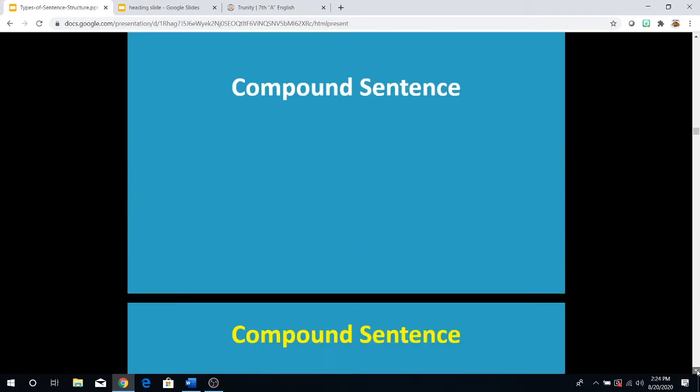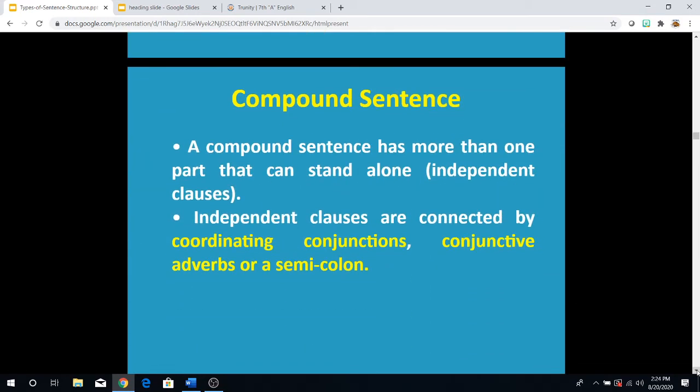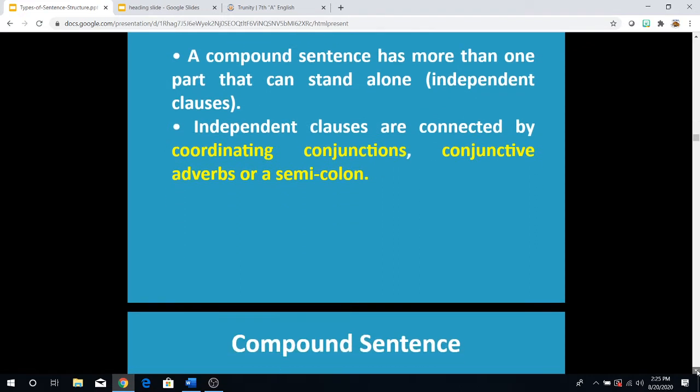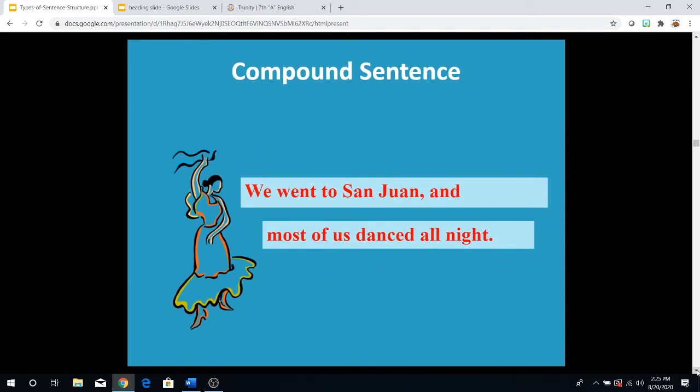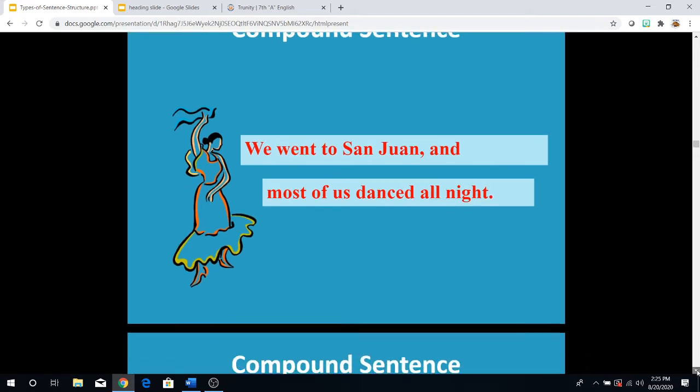Now let's take a look at a compound sentence. A compound sentence has more than one part that can stand alone. It is also known as an independent clause. If you guys remember when we did our review for a diagnostic test, we talked about independent clauses and subordinate clauses. Independent clauses are connected by coordinating conjunctions, conjunctive adverbs, or a semicolon. Here is an example of a compound sentence. We went to San Juan, comma, and most of us danced all night, period.